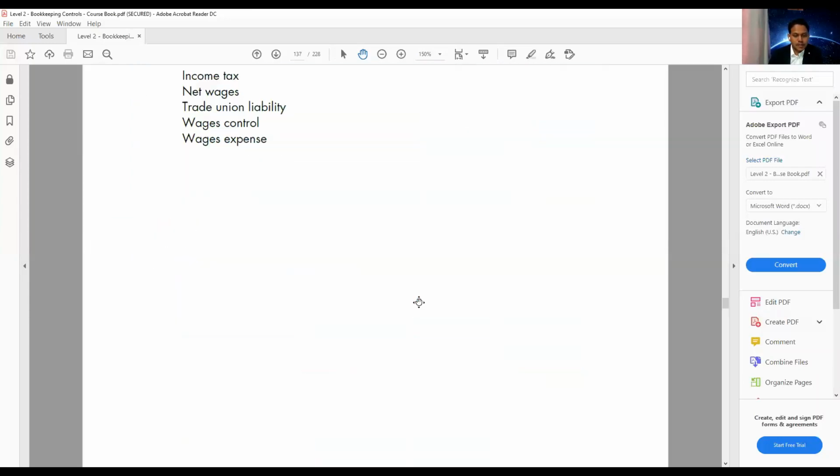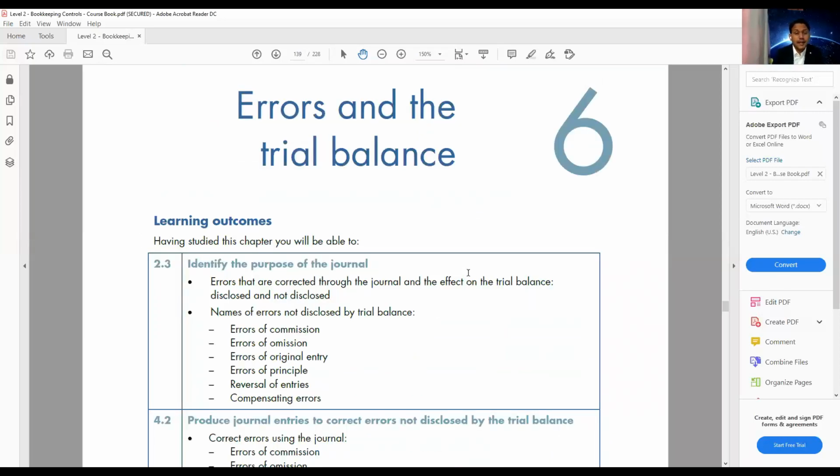Chapter number 6 is all about errors and the trial balance. Now we already know how to prepare the trial balance because we already did it in our bookkeeping transactions. We prepare the ledger account from the journal, isn't it? From the debit and credit, we prepare the T account, and this T account is called the ledger account. From the ledger account, we do the balance c/d and b/d, and we take all the balances and later put them on the trial balance.